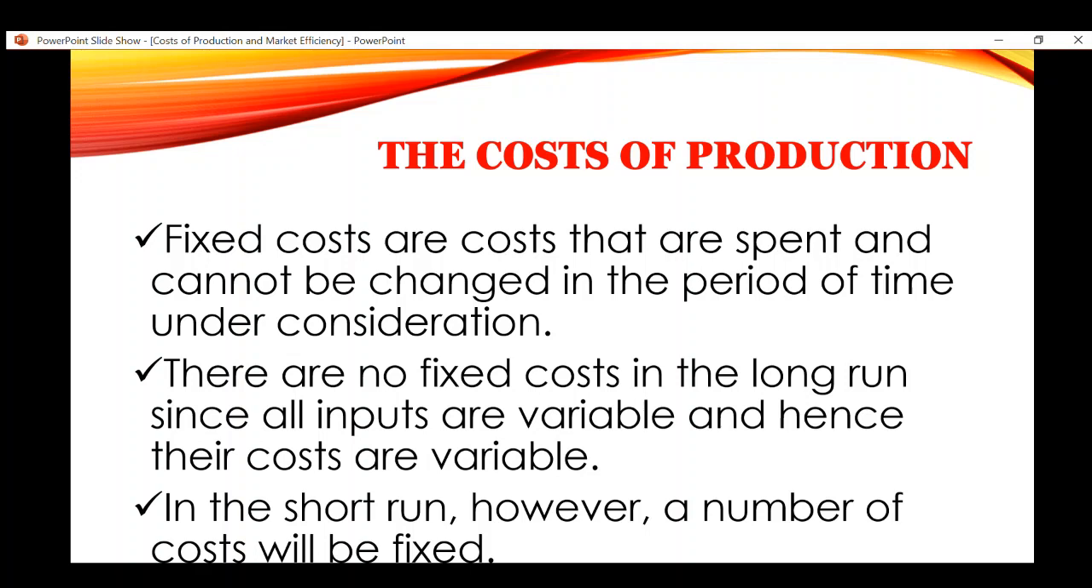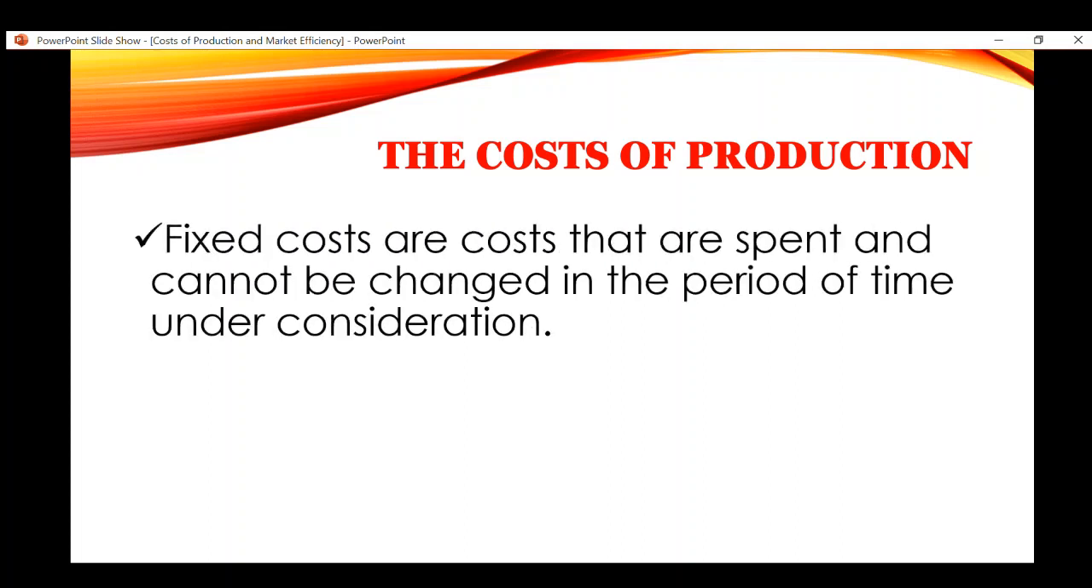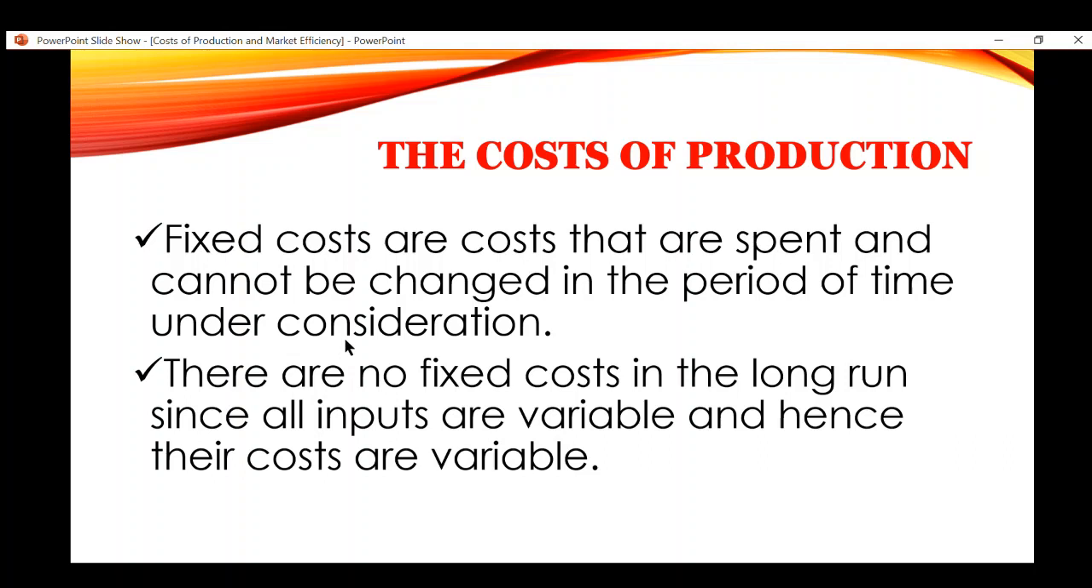So in the short run, however, a number of costs will be fixed. So what are the considerations in terms of the long run and short run as we relate that to our costs of production? So we have to remember that fixed costs are those which cannot be changed because they remain the same regardless of our production. So fixed costs are costs that are spent and cannot be changed in the period of time under consideration. And there are no fixed costs in the long run, as mentioned earlier, because all inputs tend to be variables since we can adjust them easily.